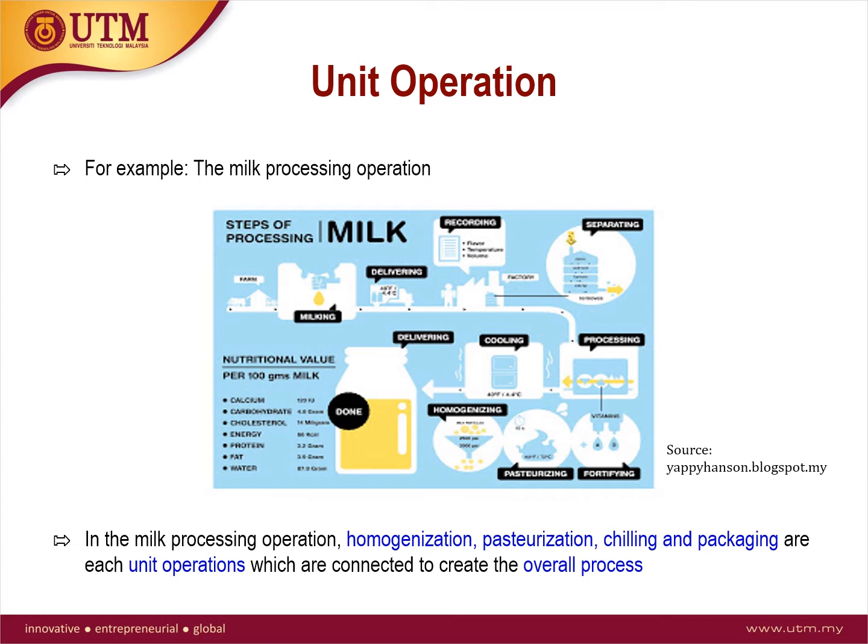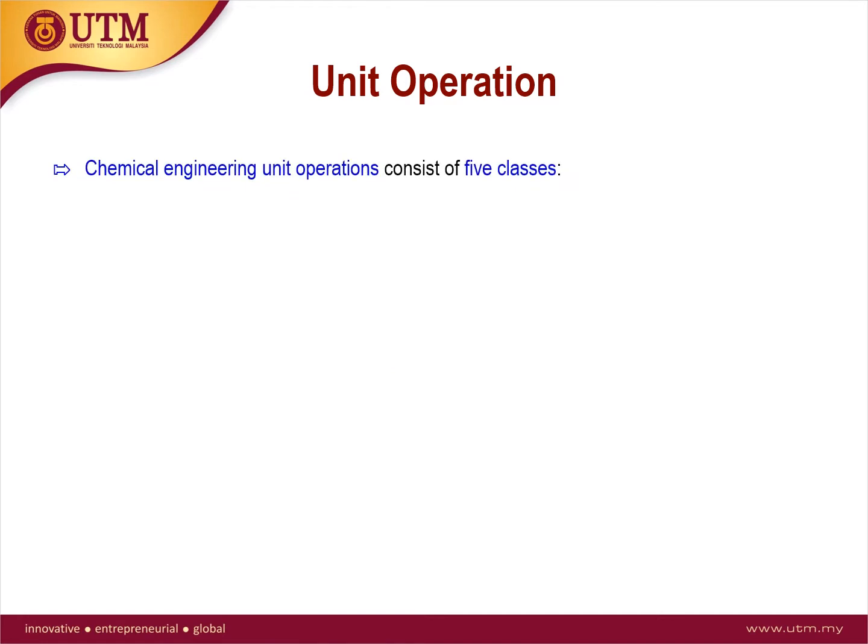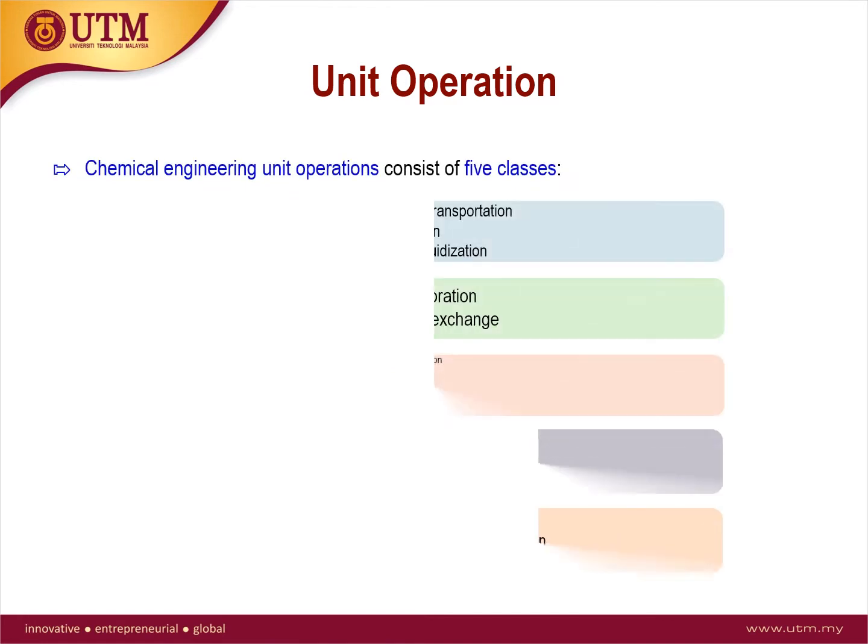Alright. Normally, packaging contains protection, preservation, transportation, and selling. All these types of unit operations are connected to each other in order to create a complete overall process. Chemical engineering unit operations consist of 5 classes.